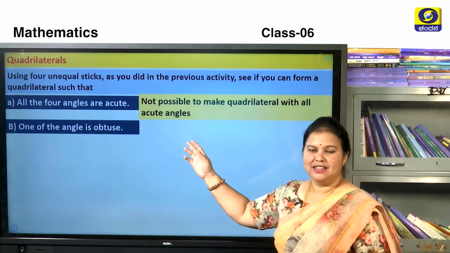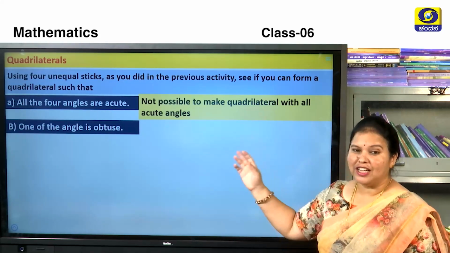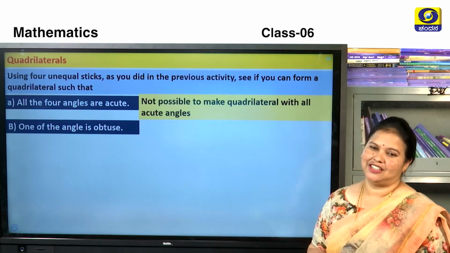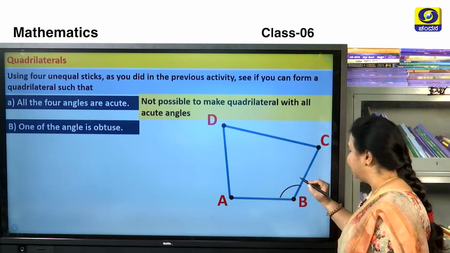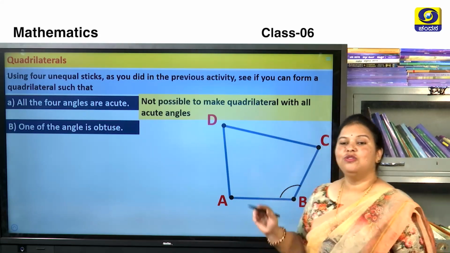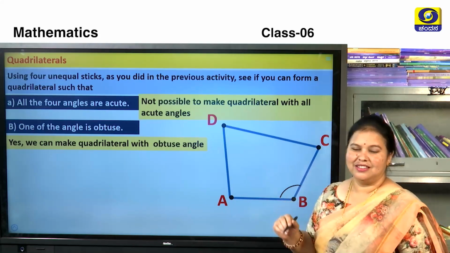We'll see the next statement. One of the angles is obtuse. Can we make a quadrilateral if one of the angles is obtuse? Let's try. See here, angle ABC is an obtuse angle, isn't it? So, we can make a quadrilateral with one obtuse angle, isn't it?